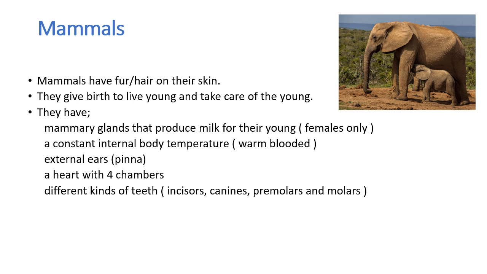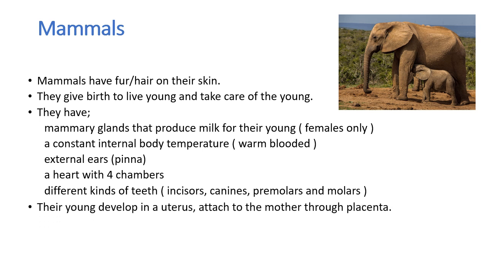Mammals have different kinds of teeth: incisors, canines, premolars, and molars. Depending on their feeding pattern, the development of these teeth is different. For example, carnivores have well-developed canines. Herbivores like horses have well-developed premolars and molars.